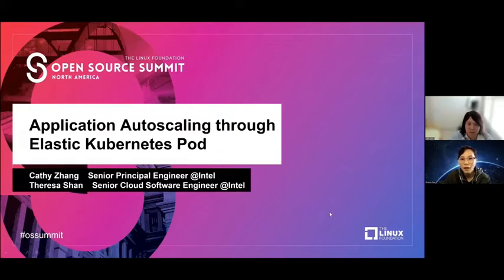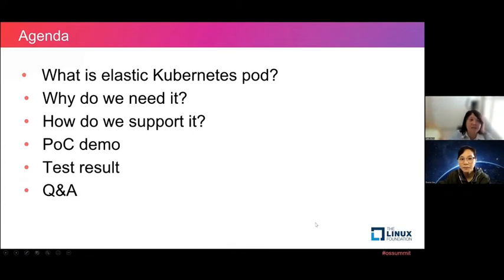Let me go to the next slide. This is what we are going to cover in today's talk. First, we are going to talk about what is Elastic Kubernetes Pod. And then we will go through some use cases on why do we need it. And then Theresa will take over and talk about how do we support this. And she will also do a POC demo. And finally, we'll show some test results.